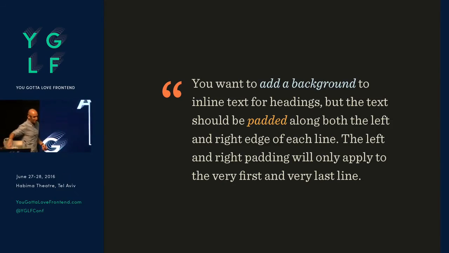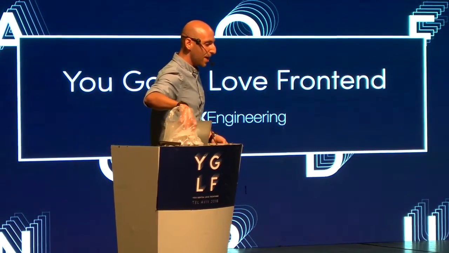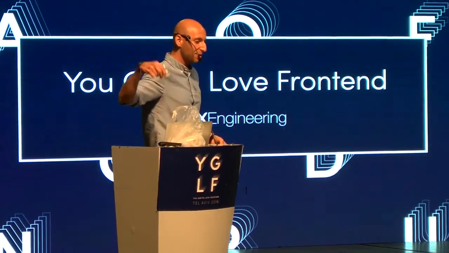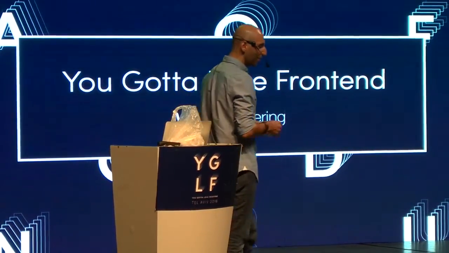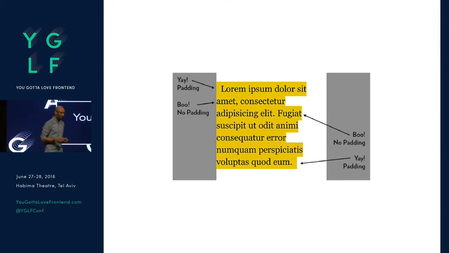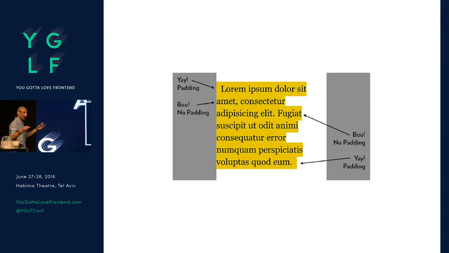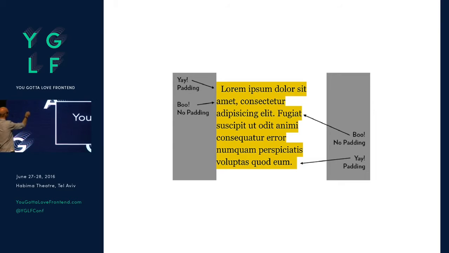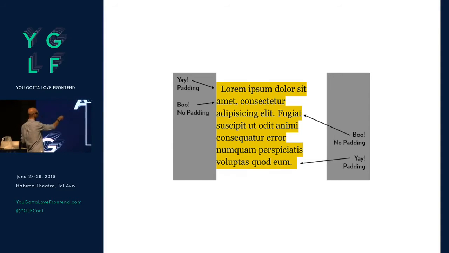All right, here's another one. You want to add a background to inline text for headings, but the text should be padded along both the left and right edge of each line. Now, the left and right padding will only apply to the very first and very last line. This is a problem. Say you want a feature image somewhere in a newspaper article, like a hero image, and at the bottom left a little background area which contains text. But this text might be breaking to the next line because it's responsive. So if you just add padding, this is what you're going to end up with: a padding here, a padding here, but no padding in here and not in here.